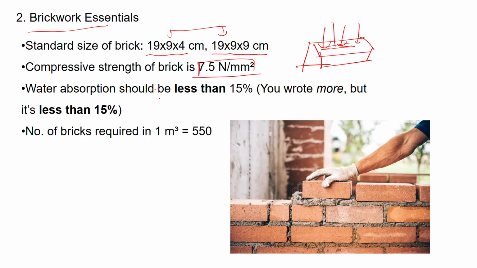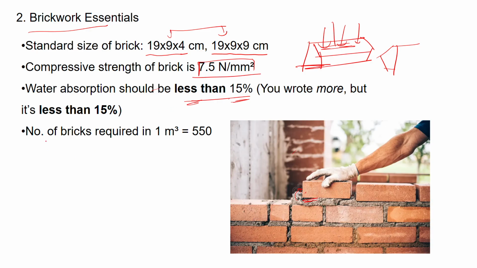Next, the water absorption ratio should be less than 15%. That is why, whenever we use bricks, we normally dip them into water for some time. Once the brick absorbs water, then when you lay it, it won't absorb the mortar water. So that is the reason we dip it in water, and it should always be less than 15%.